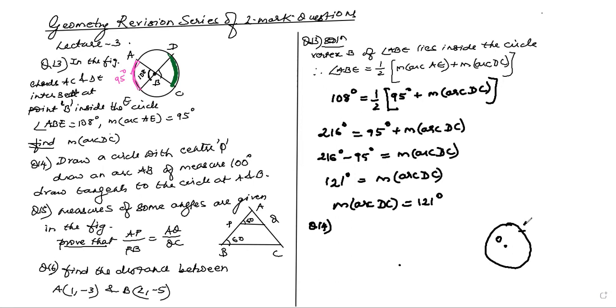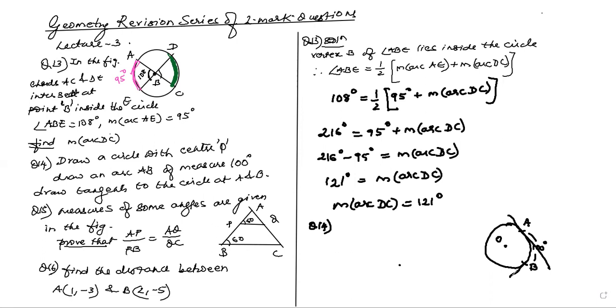They want you to draw an arc AB like this, such that the measure of arc AB is 100 degrees. Then they want you to draw a tangent at A and a tangent at B. This is a tangent at A, children.